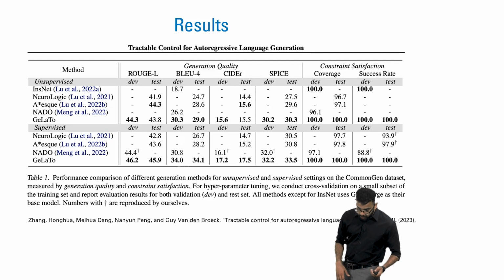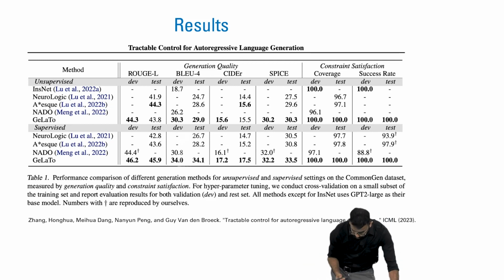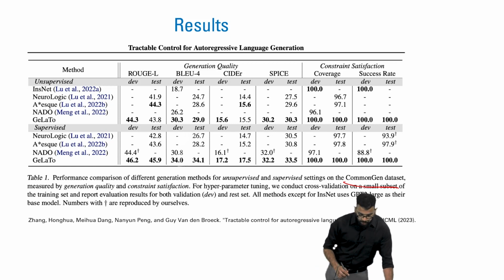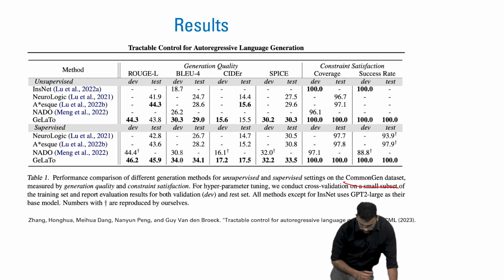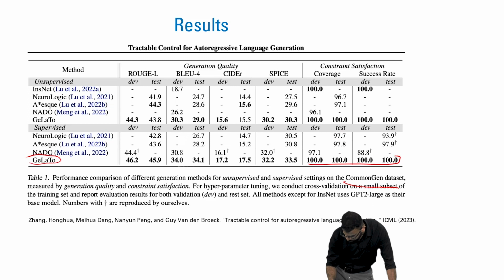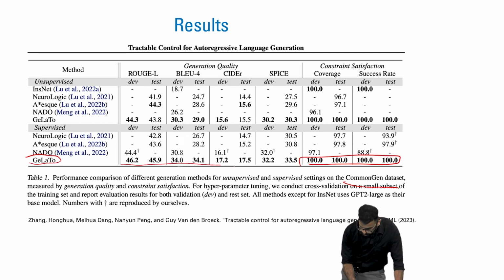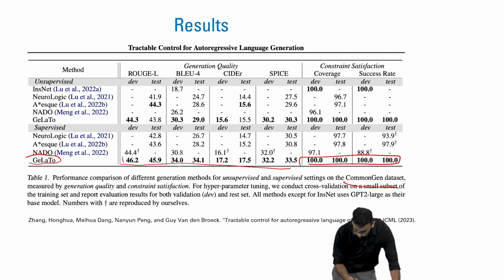So what you get is, there's a whole benchmark called the CommonGen dataset, in which you have constraints like this: you want to generate sentences that contain certain words. And what you observe is that when you compare it with state-of-the-art language generation methods, you can see that this particular framework, Gelato, always results in 100% satisfaction of all the constraints that you have, and it does so without any loss of performance. In fact, it has better performance than some of these models, right?